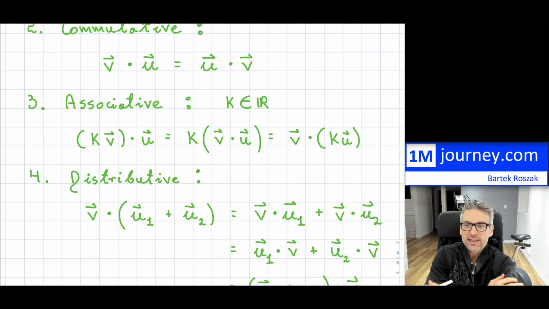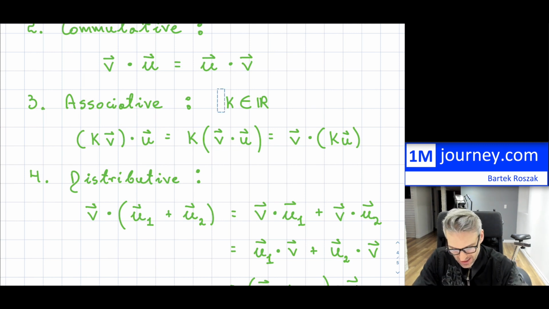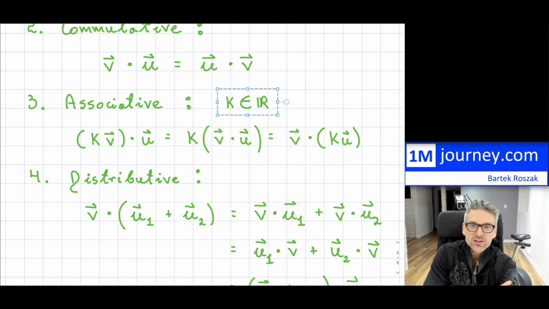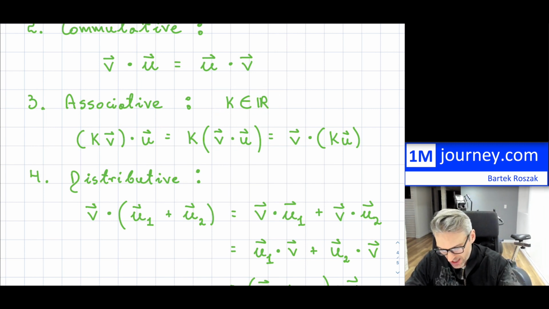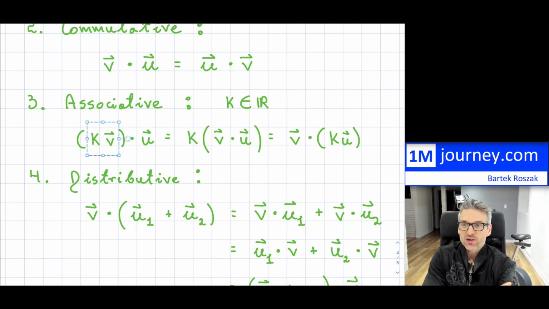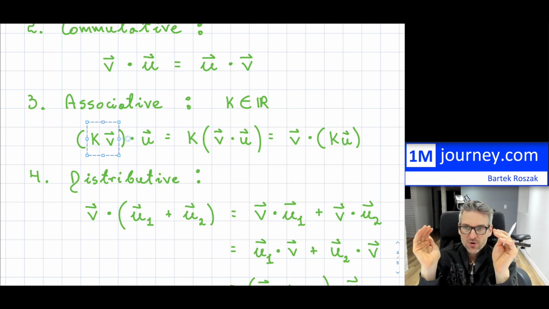And this one is if you are given a scalar. So we typically use a scalar k. So if that scalar is some real number, and now what you do is you scale one of the vectors. So you simply are scaling this. So this is going to be k multiplied by the vector. And notice I put brackets in there. And then you take the dot product with another vector.